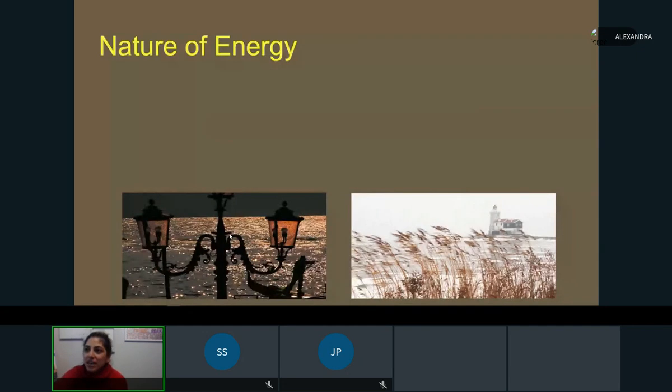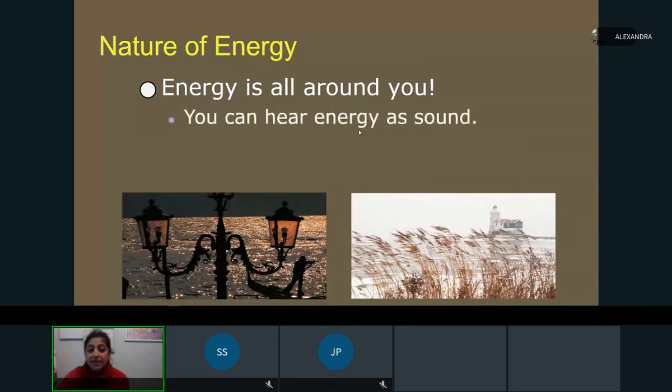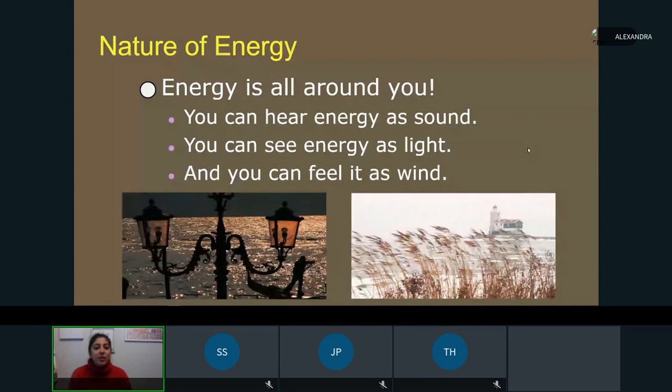But first, we want to talk about the nature of energy. So first of all, energy is all around you. Okay, so whenever there is a movement in the trees, like you see here, if there's actual light versus the waves in the water, this is all energy, and it's always around us all the time. You can hear it as sound. So sound is energy. You can see energy as light, and you can feel it as wind. So these are all examples to start and how we might hear, feel, or see energy.